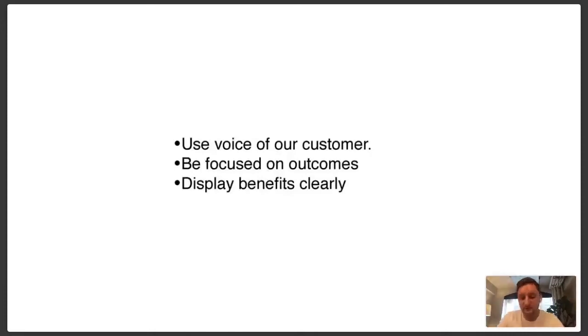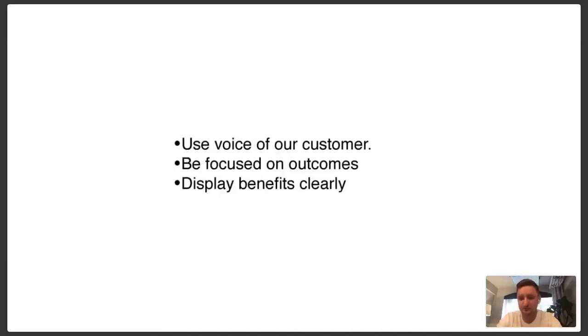So if you use the voice of your customer, and you clearly display benefits, saying we create the best tables from wood, and you explain why your tables are the best, it works. The second part is to at least try to be focused on outcomes, outcomes for users.